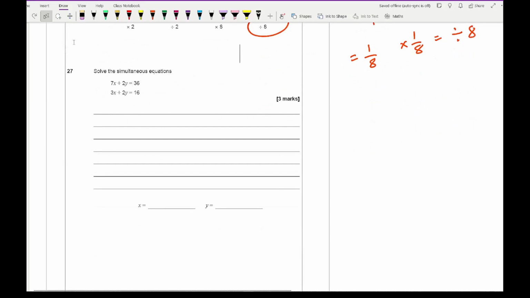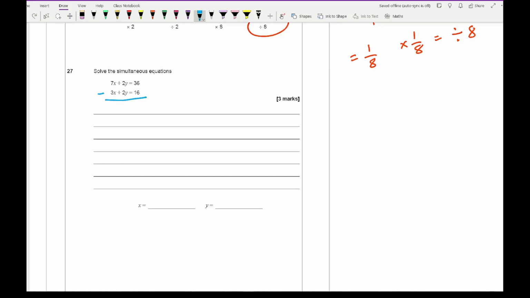Now for question 27, it's about solving simultaneous equations. So when we're solving simultaneous equations, we just need to ask ourselves a series of questions. Have we got the same number of x's? No. Have we got the same number of y's? Yes, we have. So then we've got to decide, are the signs of the y's the same or different? They're the same. So what we need to do to the two equations is take away. So take away the x's.